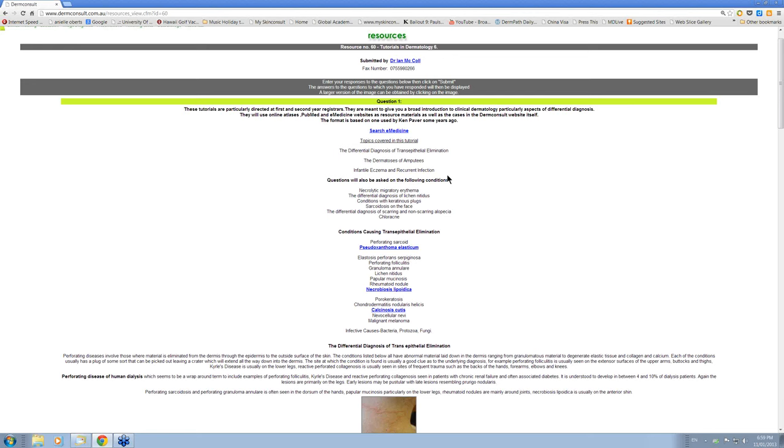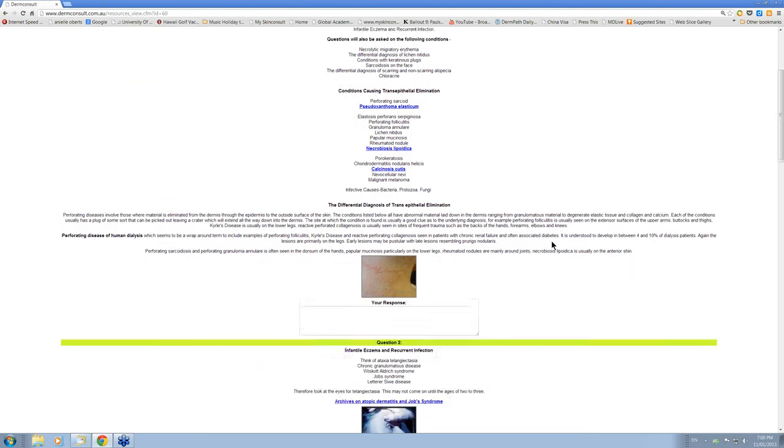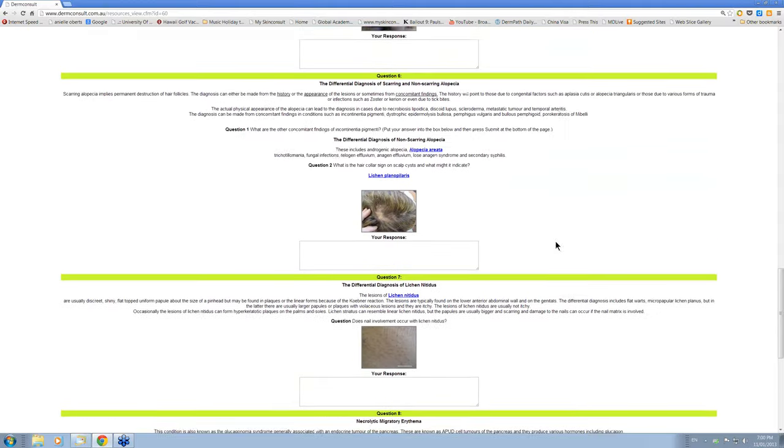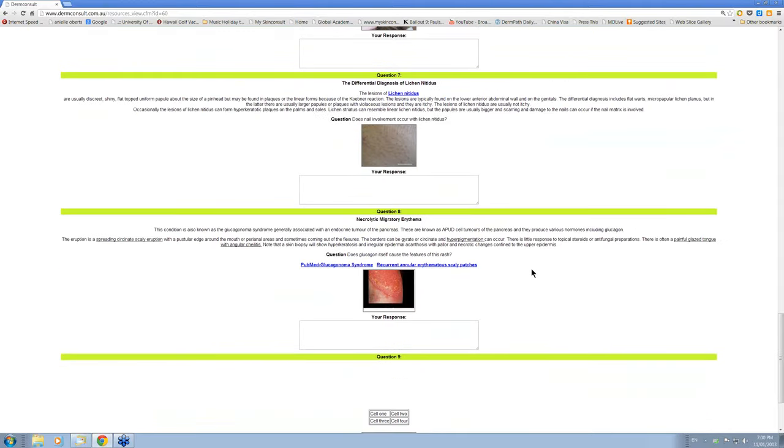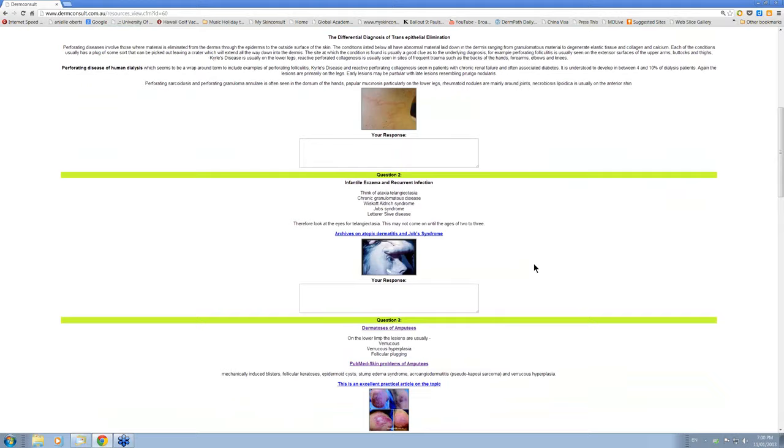Then we're going to ask a few questions on necrolytic migratory erythema, differential diagnosis of lichen nitidus, conditions with keratinous plugs, sarcoid, differential diagnosis of scarring and non-scarring alopecia, and a bit on chloracne. And lastly, trying to remember the last thing that we had on the list here. Yeah, we're going to look at necrolytic migratory erythema.